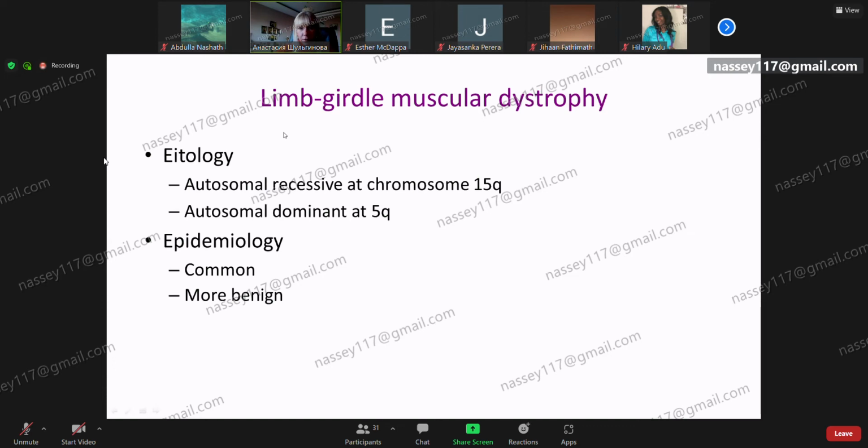So, another variant of the progressive muscular dystrophies is limb-girdle muscular dystrophy. Etiology: a genetic defect, mutation, autosomal recessive at chromosome 15q and autosomal dominant at chromosome 5q. Epidemiologically, this is common and more benign.